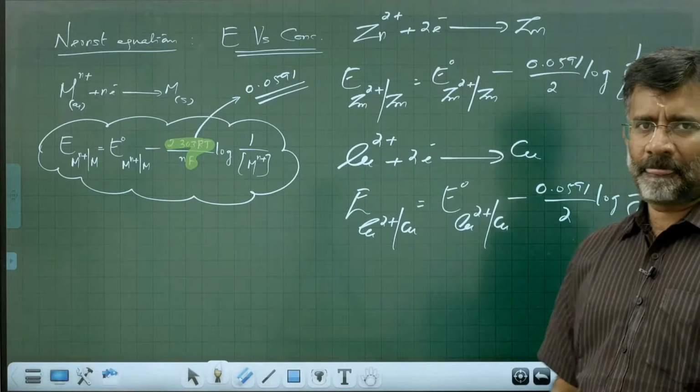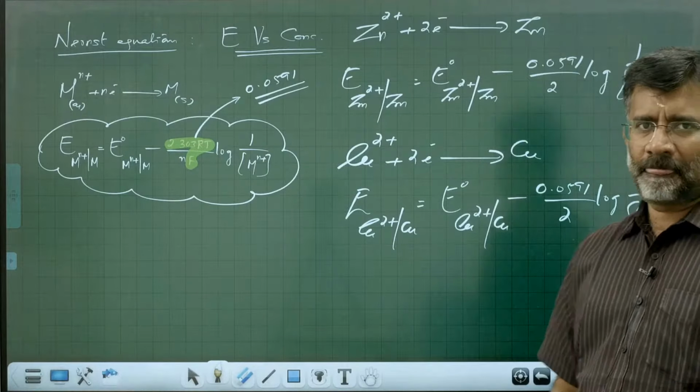Now, it is product side zinc by reactant side Cu2 plus. Like that you can apply here. Product by reactant will be C raised to c into D raised to d divided by A raised to a into B raised to b. Like that. Is it clear?